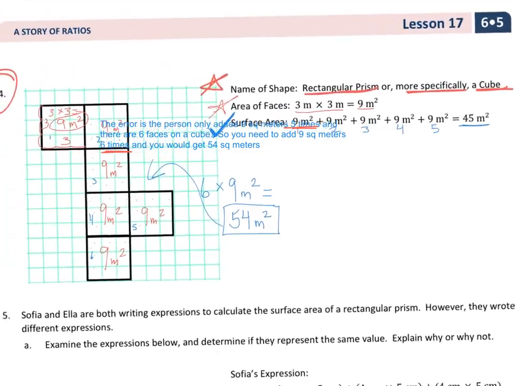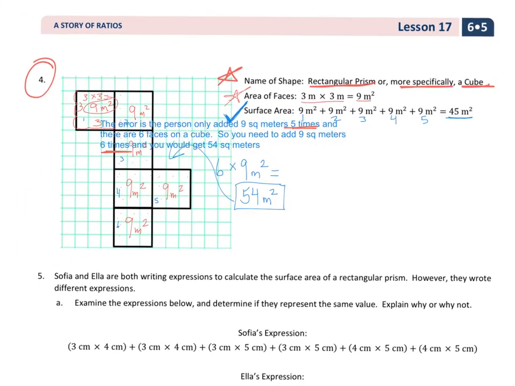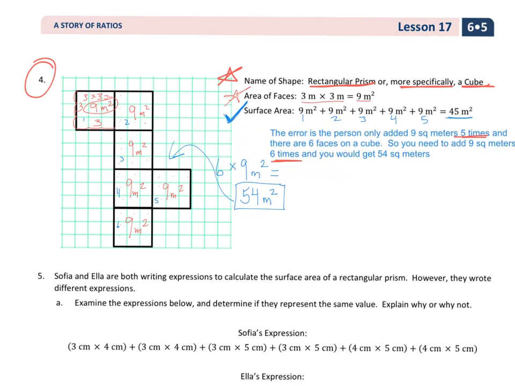So that's 4, and that should help out with 3 and 5.